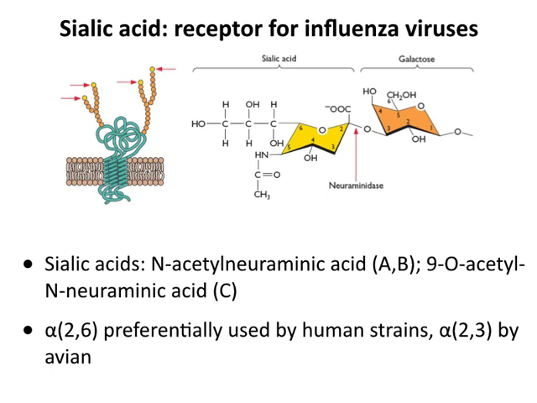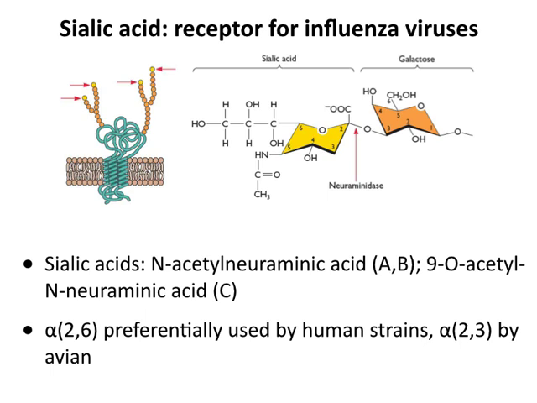So human strains of influenza virus, the ones that infect us, preferentially bind to alpha-2-6 linked sialic acids. One that's actually shown here is an alpha-2-3 linked. That is the one preferred by avian influenza virus strains. And this will become relevant later on when we talk about avian influenza. So human strains like alpha-2-6, avian alpha-2-3, and you can see the linkage.